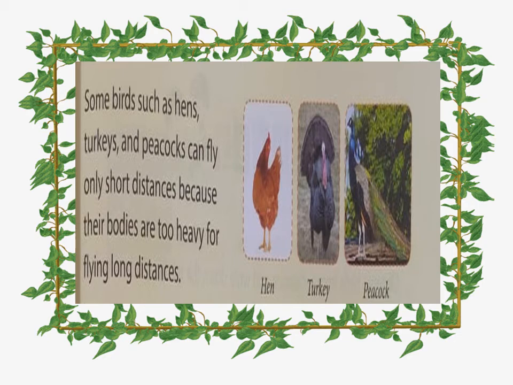Here we can see some birds like hen, turkey, and peacock. Turkey means chini murgi, and hen is a simple chicken, and peacock. They can fly only for a short distance because their bodies are too heavy. They are not good for long flights or long distances. So, which birds can fly for a short distance? Hen, turkey, peacock, rooster, like this. Okay.